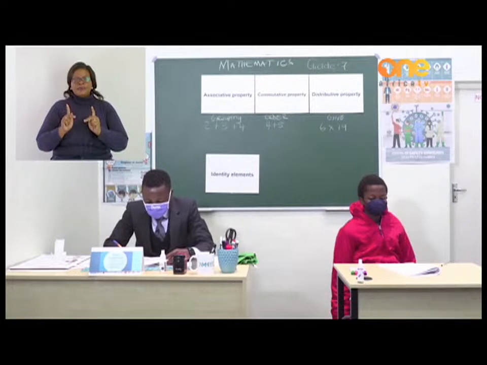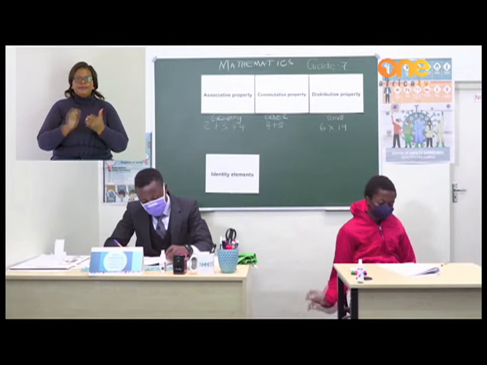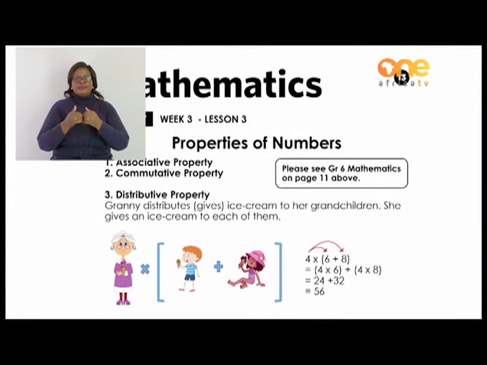Okay, let us take our booklet to page 13 where we are starting. And the properties of numbers, we have to read through. The first one is associative property, commutative property, and distributive property. The first two, check on your booklet for lessons for grade 6. They are explained there. So in our grade 7, we cannot repeat the same things. So let us start with distributive property.